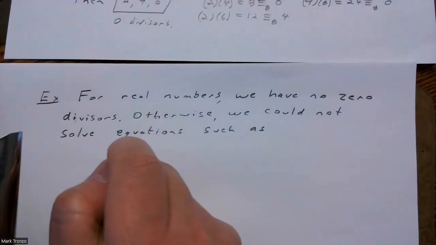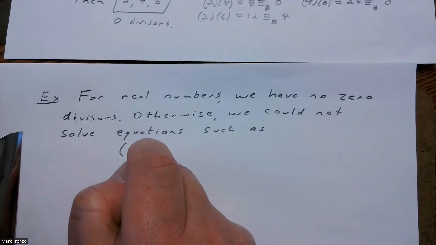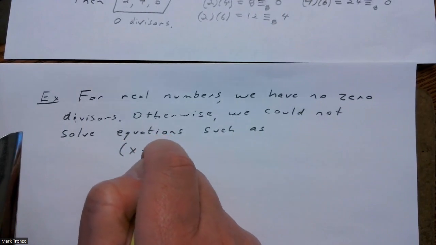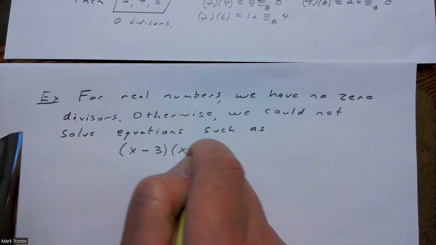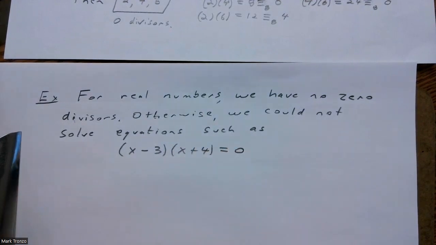if you were given, say, something like x minus 3 times x plus 4, we couldn't guarantee, because we always depend on the fact that if we multiply these two things together and get 0, we know this has to be 0 or this has to be 0. Again, we have always depended upon that in real numbers, but not all structures have that property. Any questions on that?